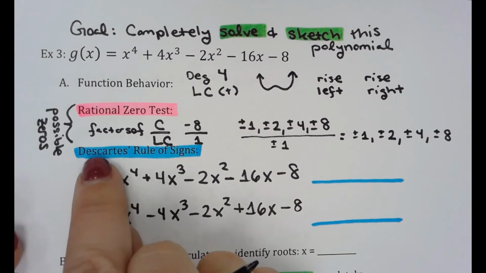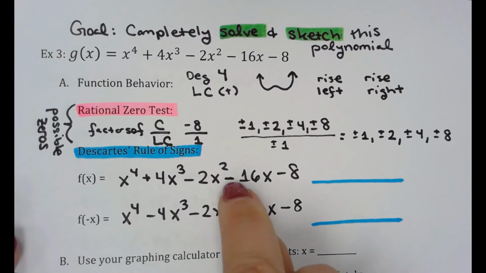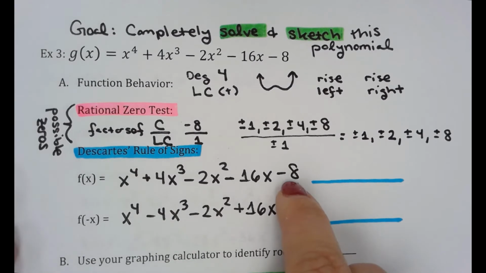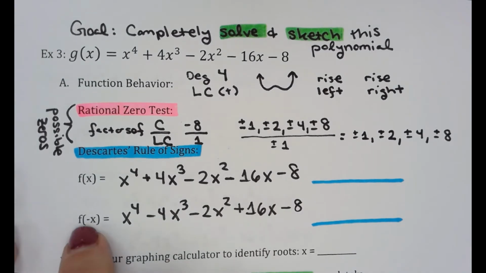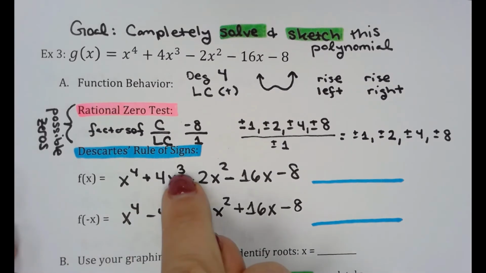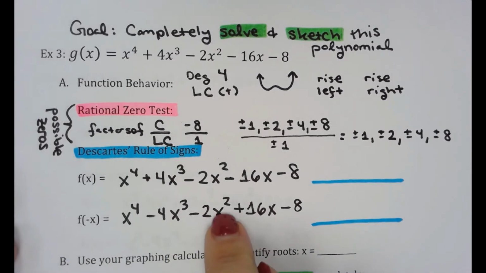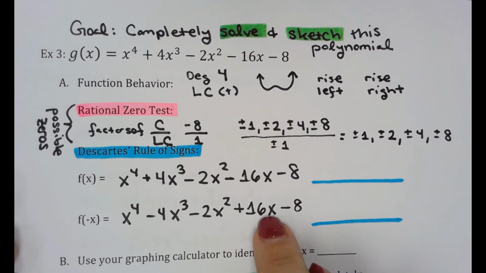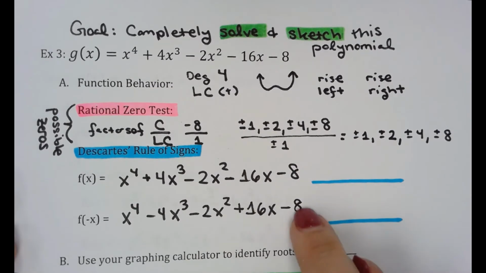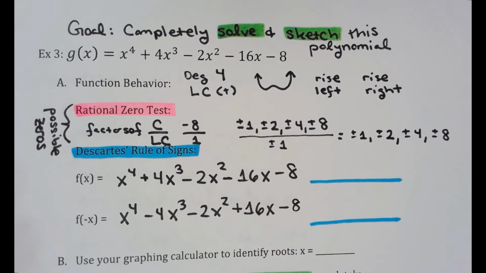Okay, so for Descartes, I have taken the time to rewrite f of x all the way throughout, so it's just rewritten. And then for f, I plugged in -x, and you will see what changes. Even degree stayed the same, odd degree became opposite, even degree stayed the same, odd degree became opposite, and numbers, there's nowhere to plug in, so it stays the same. So that's just the setup for Descartes.